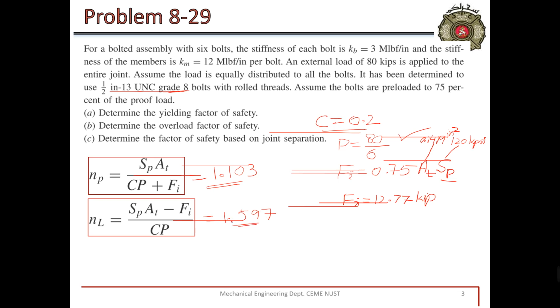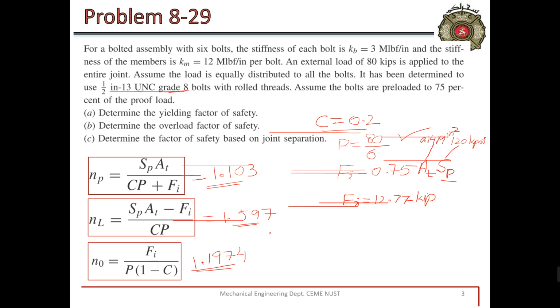And the third part is to calculate joint separation. For joint separation, n not less than 1 means the joint has been separated, or the external load is more than the preload. So this value has to be at least equal to 1 or more than 1. If you substitute all values, we have the value of Fi, we have P, we have the value of C. So substituting values, we have n not equal to 1.1974.